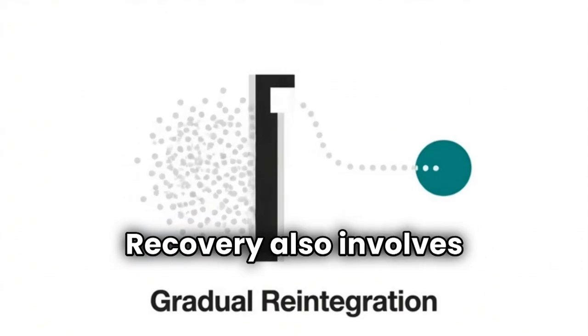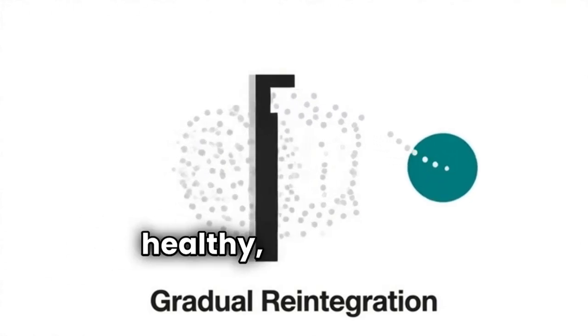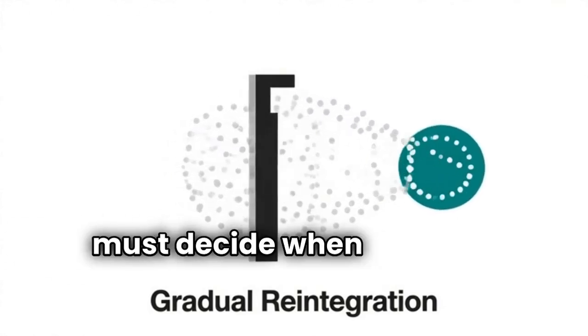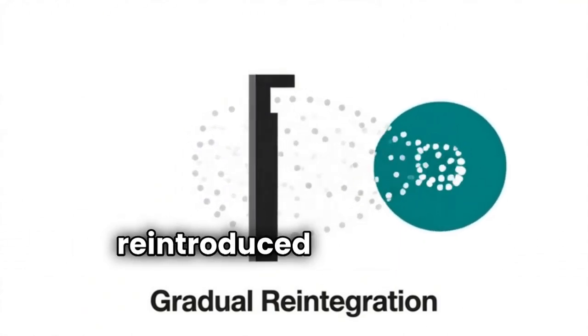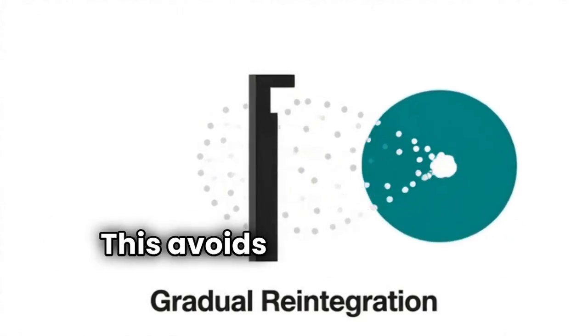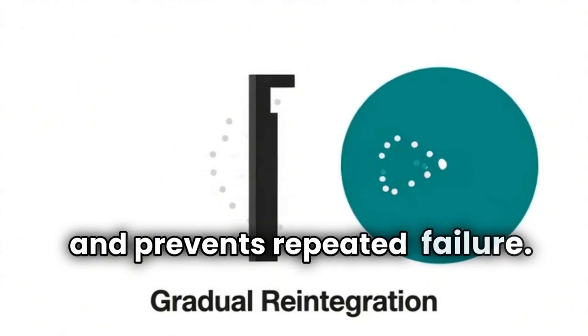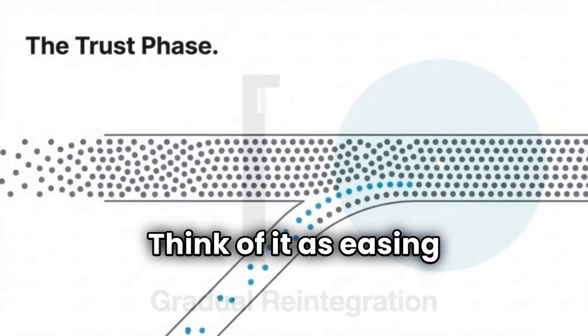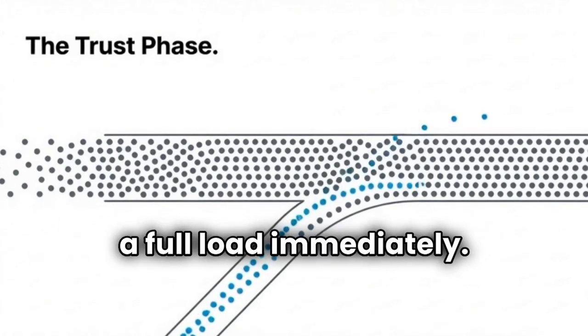Recovery also involves reintegration. Once an endpoint appears healthy, the network must decide when and how to trust it again. Traffic is usually reintroduced gradually. This avoids overwhelming a recovering endpoint and prevents repeated failure. Think of it as easing someone back into work instead of assigning them a full load immediately.